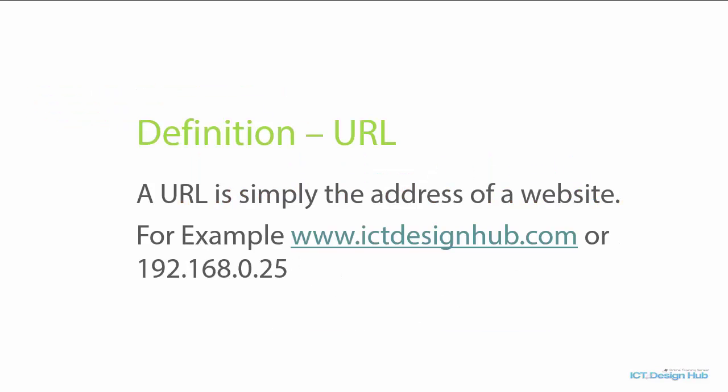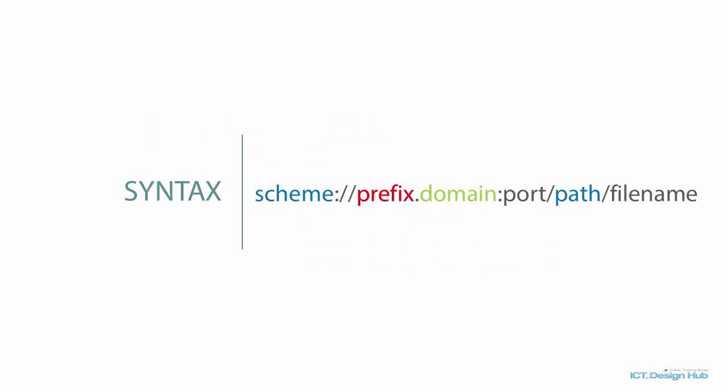The simplest definition of a URL is that it is simply an address to a website. It can be in words, like we can see here, or in numbers. The syntax for a URL is very simple. First we have the scheme, and then we have a prefix. We have the domain, we have a port, we have a path, and we have a file name.